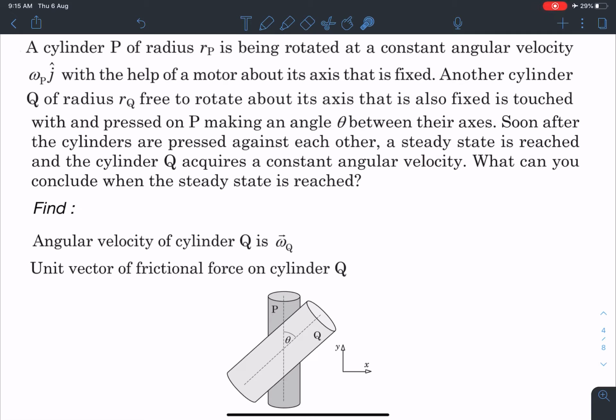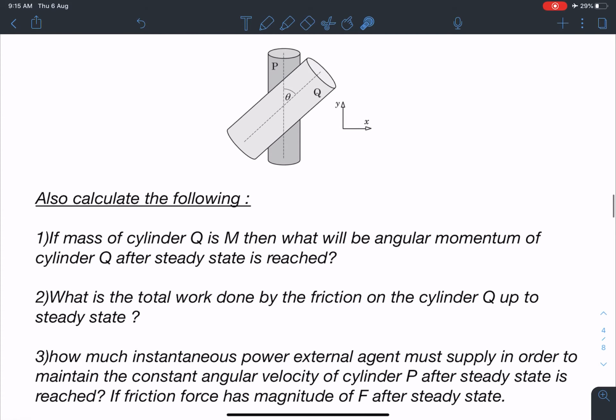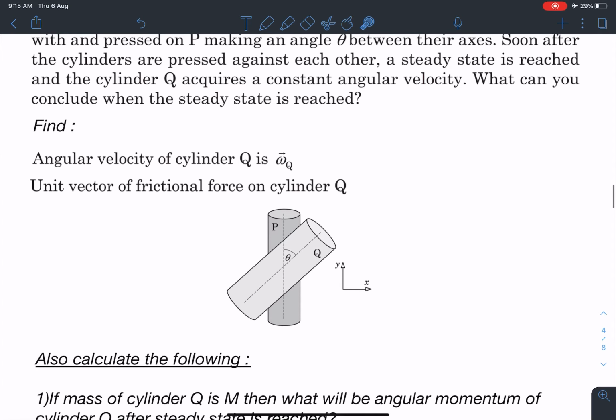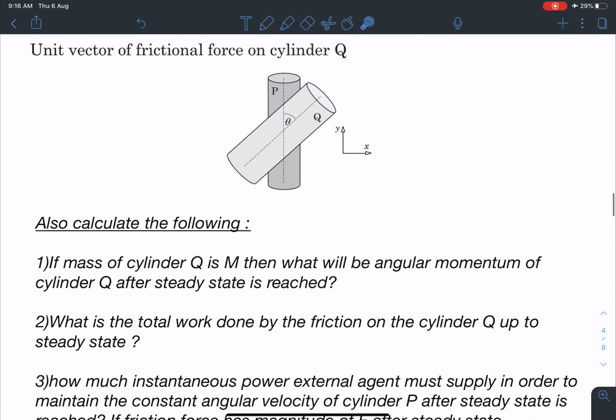So these are the two parts which we have to solve here, and I have added a few more parts which I'll read later on. First we are going to solve these two parts, and then one by one we will discuss these three parts which I have added. So here it is.